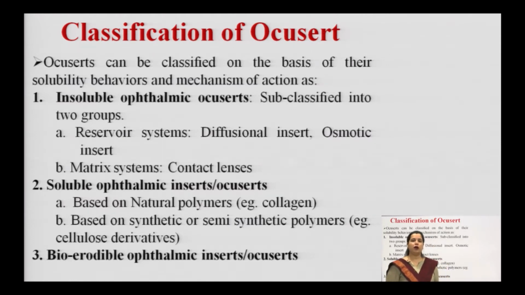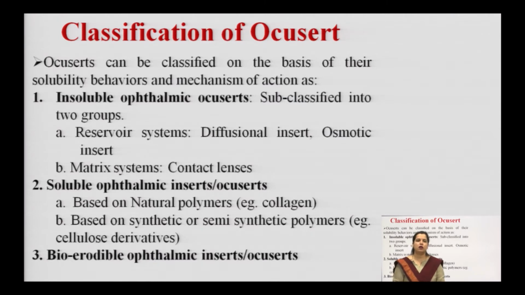As I have told you, this criteria is based on the solubility behavior and mechanism of action. So, solubility behavior represents the insoluble part, whereas diffusional, osmotic, matrix are the representation for your mechanism of action, right. And then the second category is soluble ophthalmic insert. So, it is based on natural polymers and synthetic or semi-synthetic polymers. Natural polymers like collagen shields we can say, and synthetic and semi-synthetic cellulose derivatives.